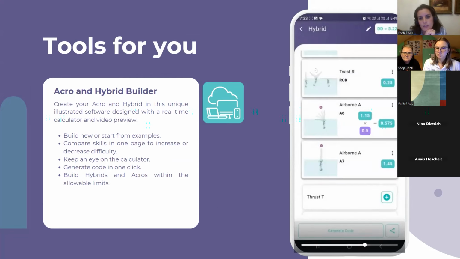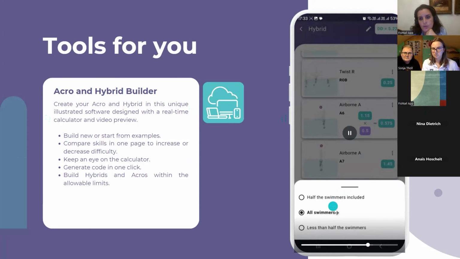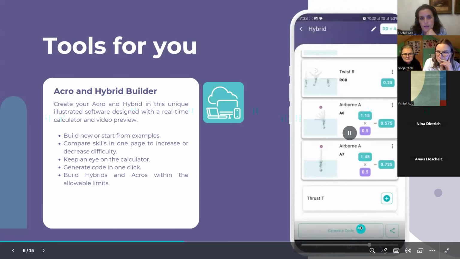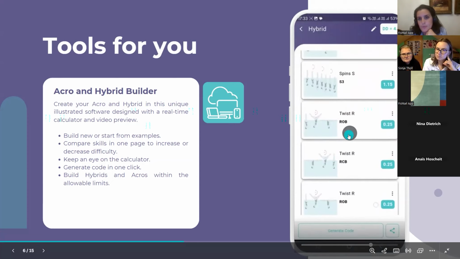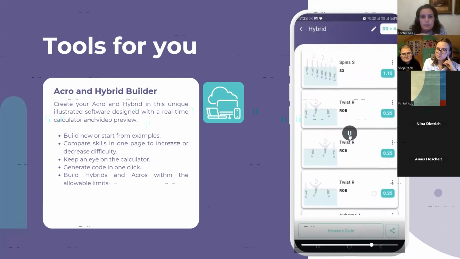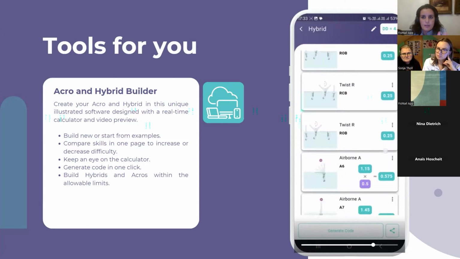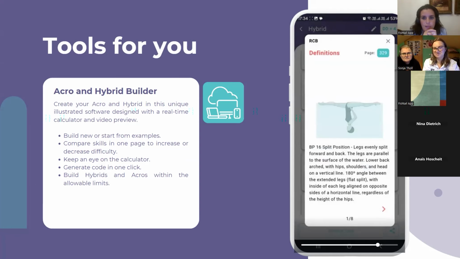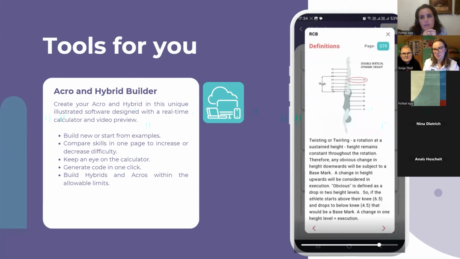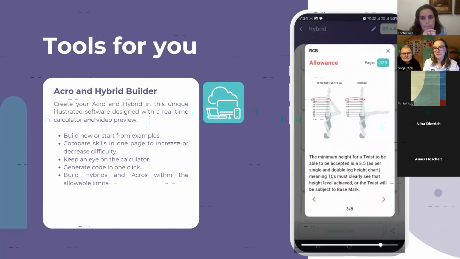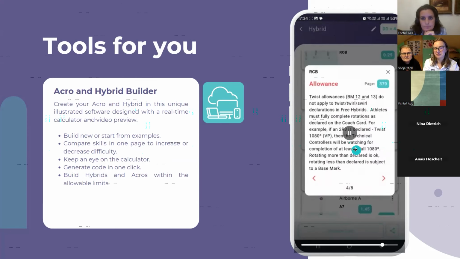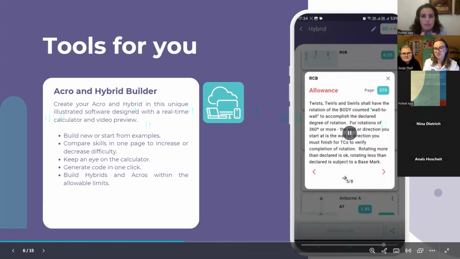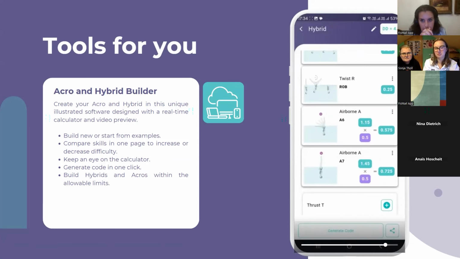Here I'm showing the factoring. So if not all the swimmers are doing the same movement, here you can do the factoring, where you can have all the swimmers or half the swimmers or less than half the swimmers. And here you see this purple part, it just multiplies by 0.5 or 0.3 depending on the number of swimmers you're using. So you don't have to do the math. This is, we're back to the notes and the allowance and the definitions. So it's all within the 5. You can use it all within the 5.